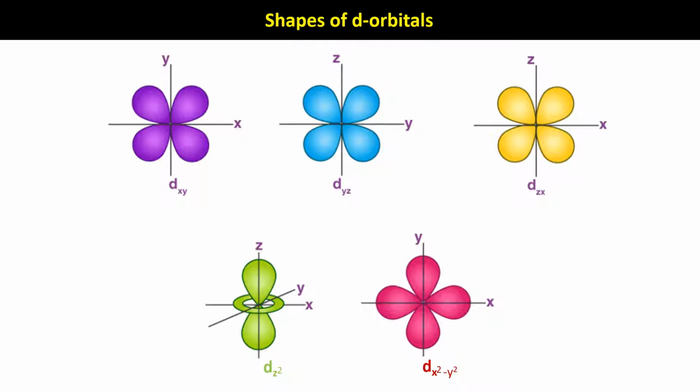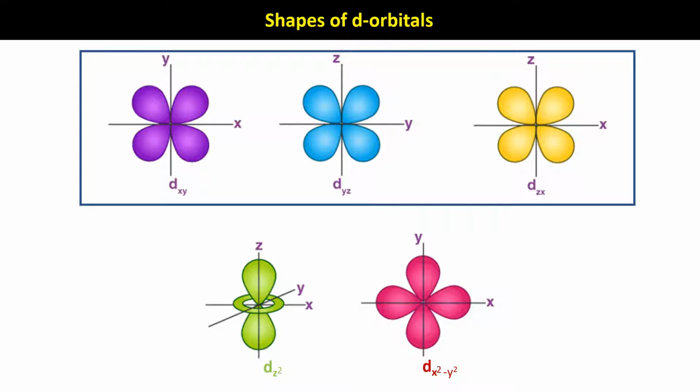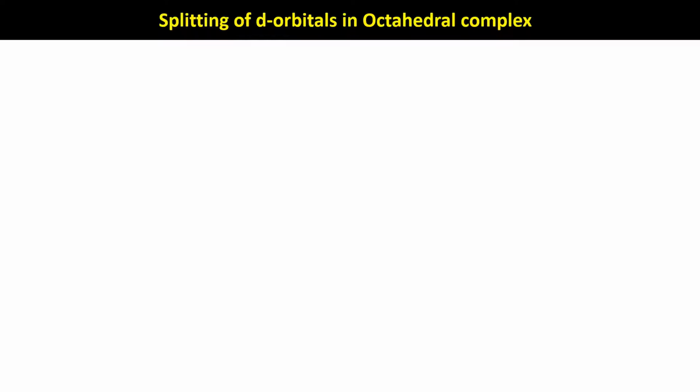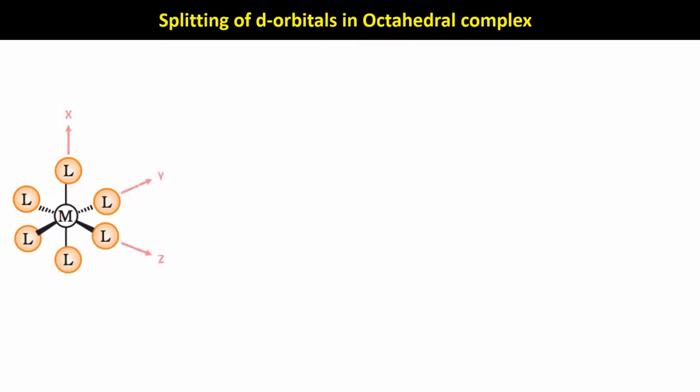dx square minus y square. Among these orbitals, dxy, dyz, and dxz are lying between the axes, while dz square and dx square minus y square are lying along the axis. Splitting of d orbitals in octahedral complex. The general structure of an octahedral metal complex can be represented by this formula. These are the 3 axes x, y, and z.